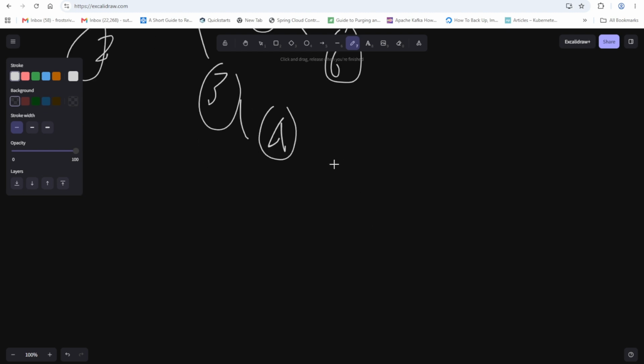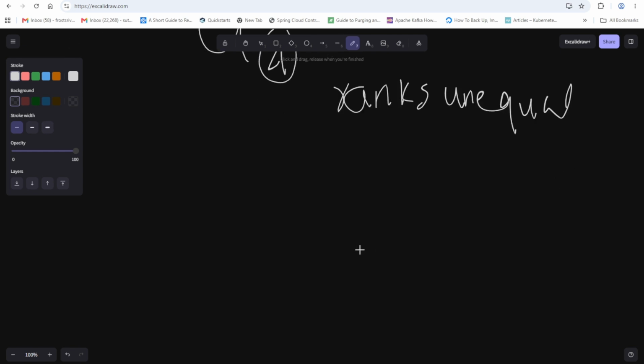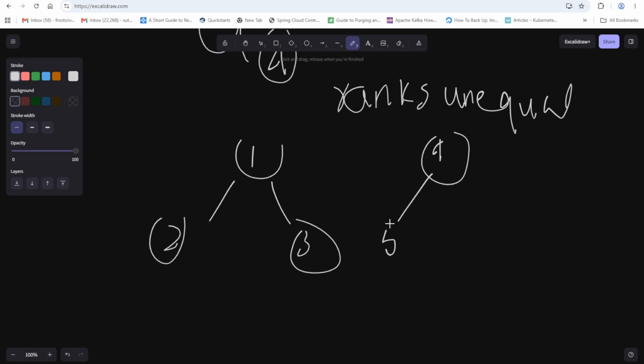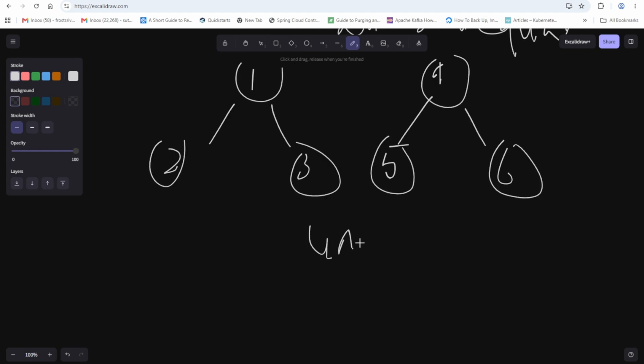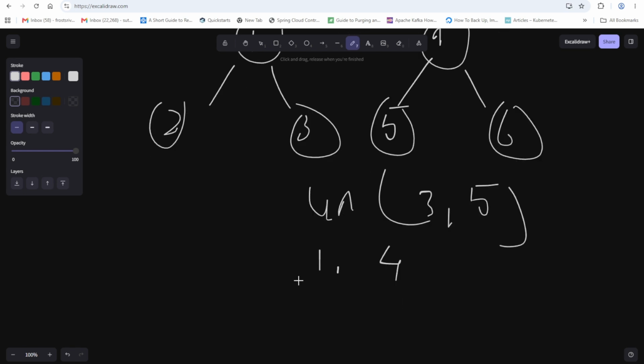If ranks are unequal, then we will just change the ultimate parent. Now suppose the ranks are equal. Suppose here we have one graph, something like this, and here we have another graph, and we want to do the union of 3 comma 5. Again the same step: we will find the ultimate parent of 3, which will be 1, and the ultimate parent of 5, which will be 4. We will find the corresponding ranks, and the rank will be 2 here and for 4 also it will be 2. So we can see both are equal, right?